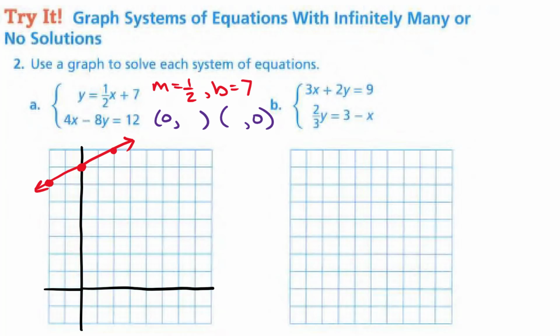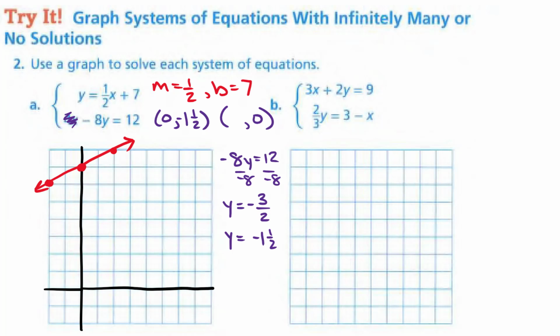So if we plug in 0 for our x, then this whole term cancels out. Negative 8y is equal to 12. Divide both sides by negative 8. And we end up with y is negative 12 over 8. I can reduce both of those by 4. And so we get negative 3 over 2, or negative 1 and 1/2. That would be my y-intercept, negative 1 and 1/2.